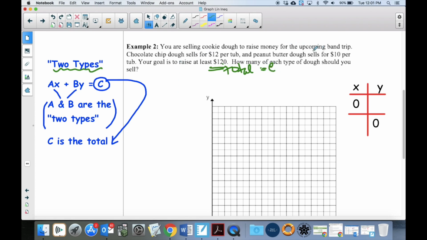Okay, let's take a look. Chocolate chip cookie dough sells for $12 per tub. So we can say $12 of chocolate chip, and peanut butter sells for $10 per tub. Your goal is to raise at least $120. So you need to make more than $120, or equal to. So we didn't define our variables. We maybe should do that. That x would be the number of chocolate chip tubs.